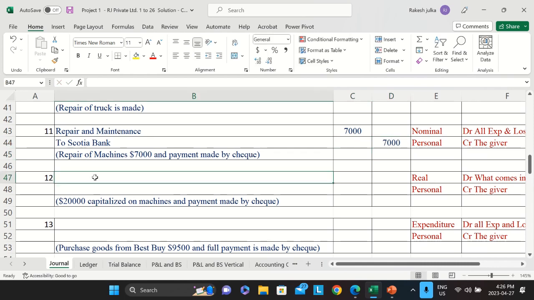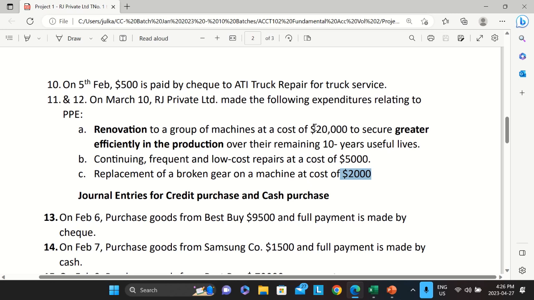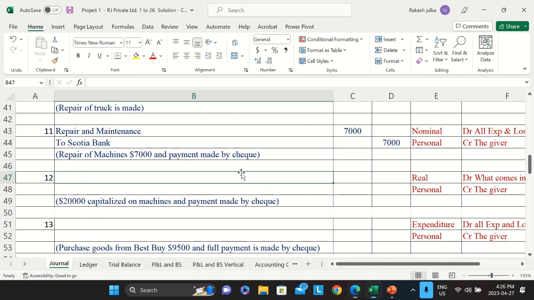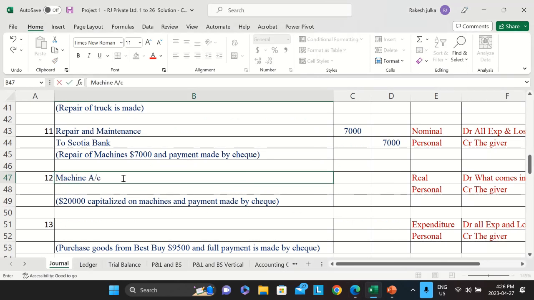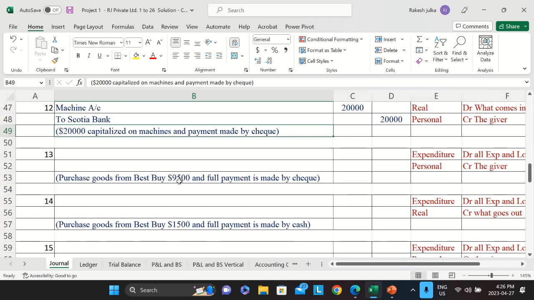Right. The next one is the same, the $20,000. That renovation for all the machines is done. So it means machine account debit to Scotiabank. The payment is made by check. So in this case, the 12th transaction will be machines account debit. The amount is $20,000 on the debit side, as well as 20,000 on the credit side, and the payment is made by check. So we will write Scotiabank. Now the 12th transaction is already done.